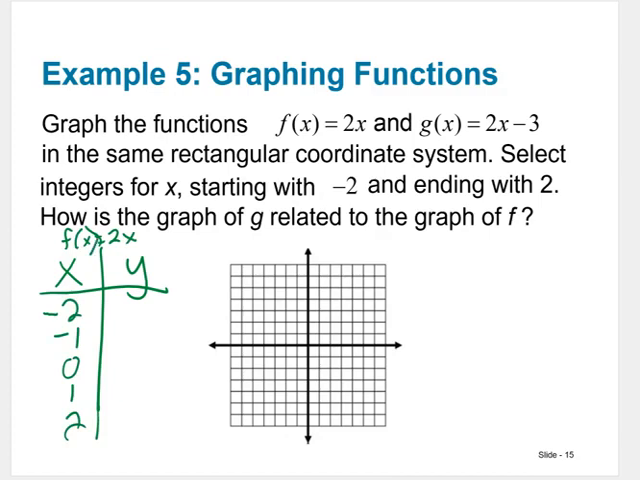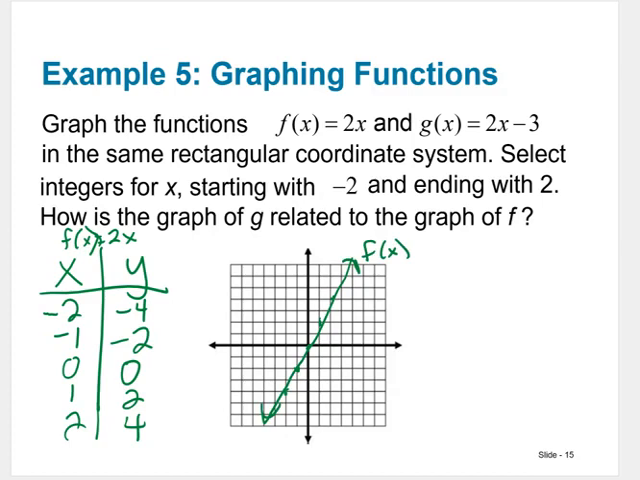Plugging those in, that would give us -4, -2, 0, 2, and 4. We plot those points: (-2, -4), (-1, -2), (0, 0), (1, 2), (2, 4). There is the graph of f(x). Notice very simply we just plugged each in, evaluated it, and used those points.